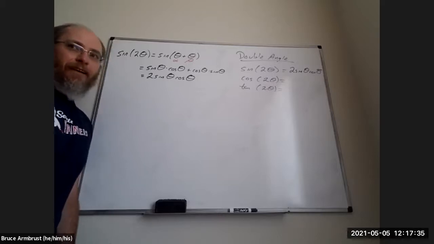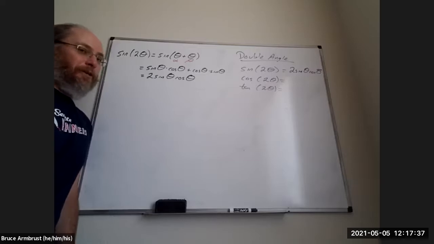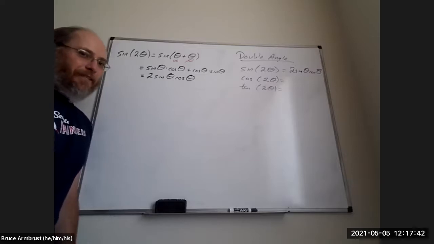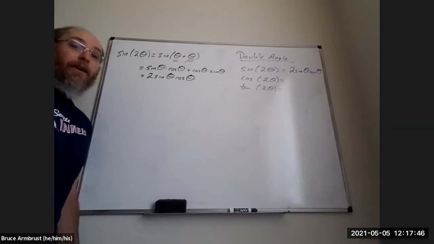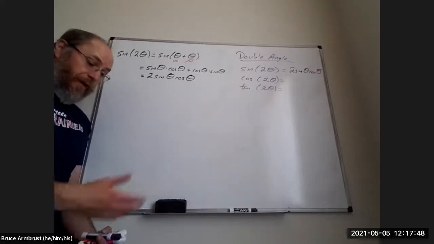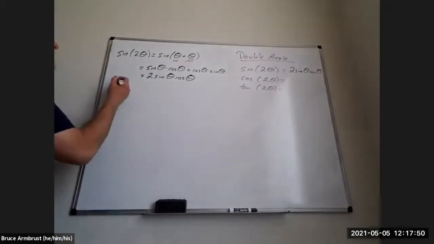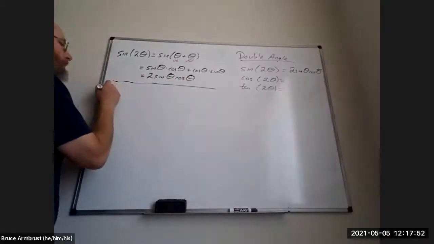There was sine of 2 theta. So guess what we're going to do to get cosine of 2 theta? Same thing. The tangent of 2 theta, same thing. We're going to go to their respective ones. All right, so here's the next one. Cosine of 2 theta.